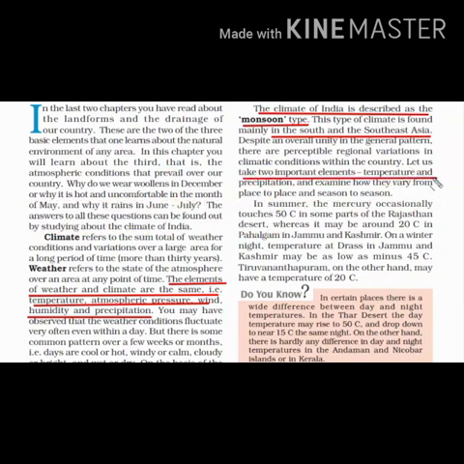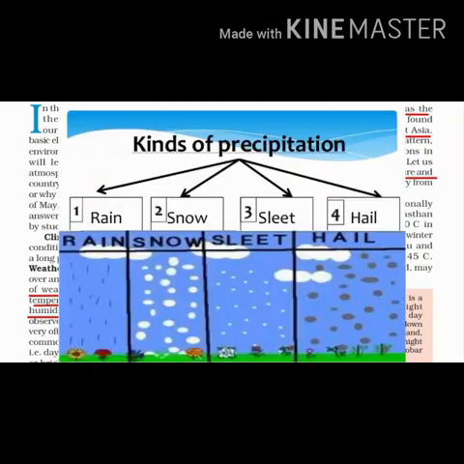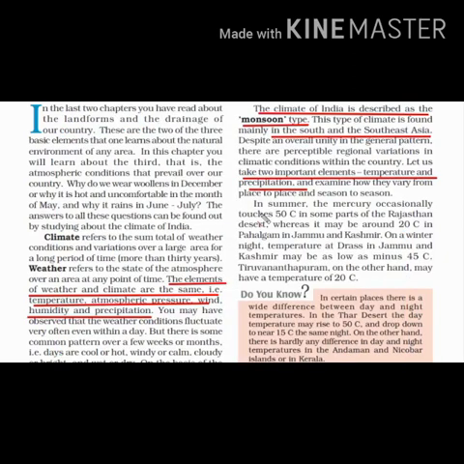So let us briefly talk about these two elements called temperature and precipitation. The meaning of precipitation is rainfall, but not just rainfall, even snowfall comes under this. So anything like drizzle, rain, snow, all of this collectively falls under precipitation.